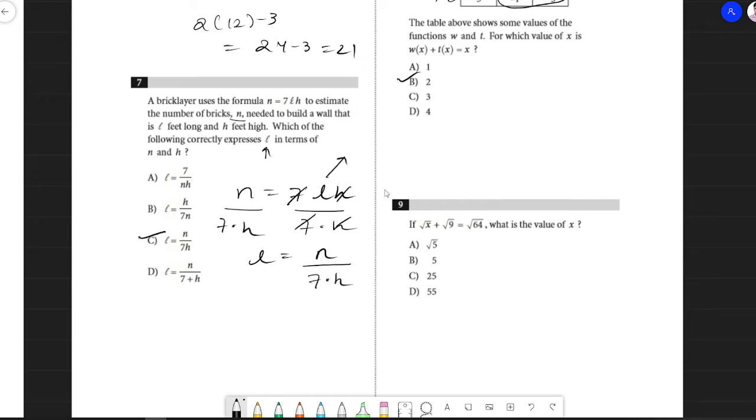If root x plus root 9 equals root 64, what is the value of x? So root x will be root x, root 9 will be 3, equals root 64, which will be 8. So root x will be equal to 8 minus 3, that is 5. So x will be 5 squared, that is 25.